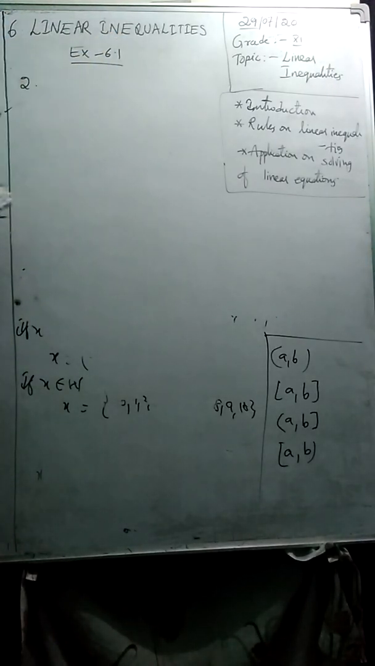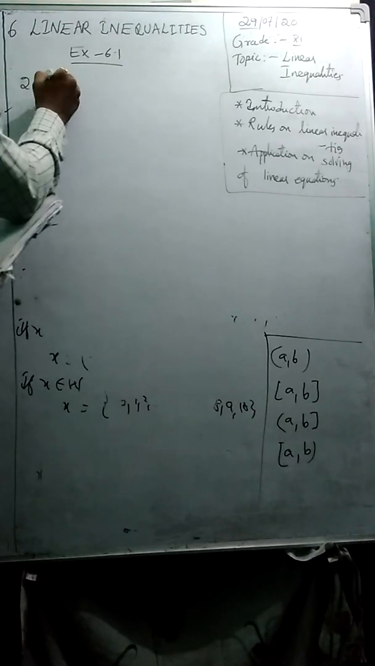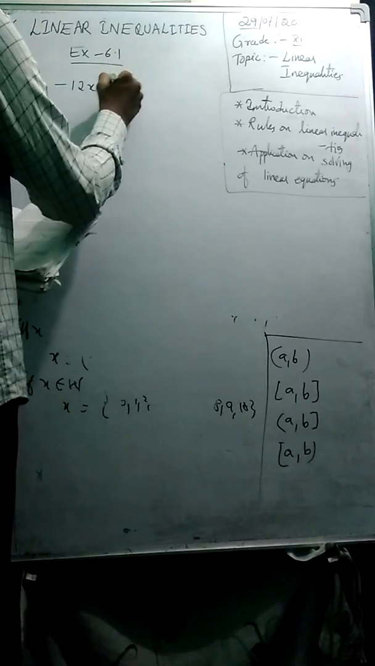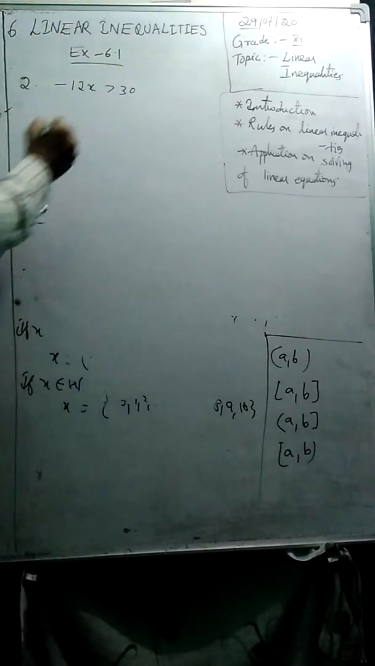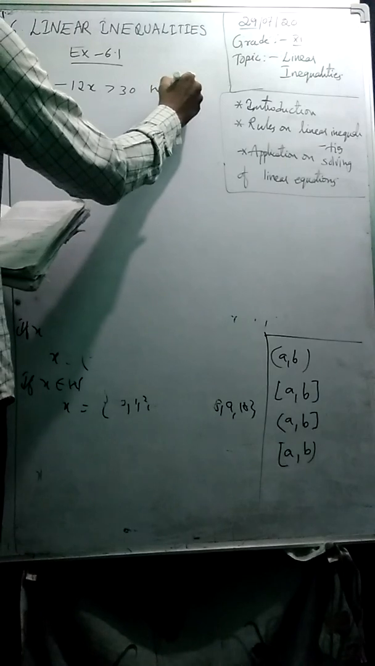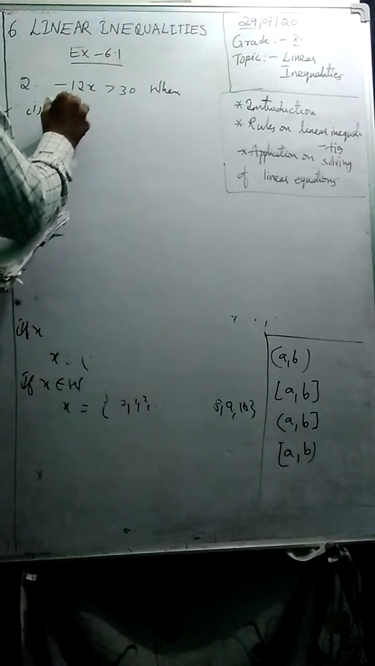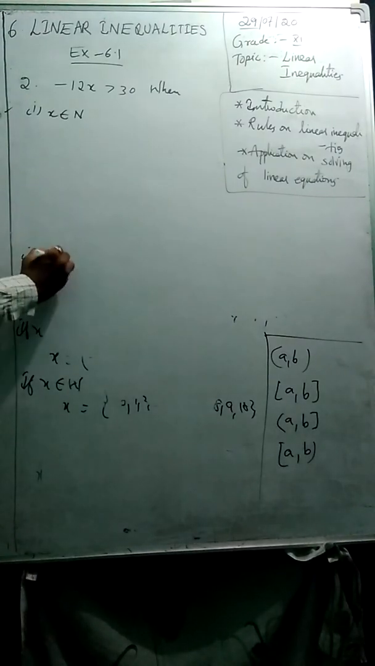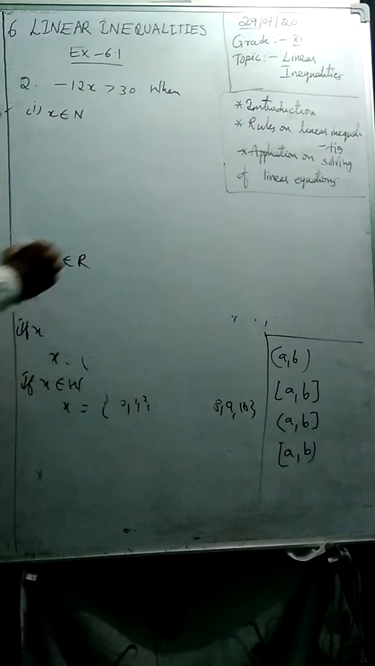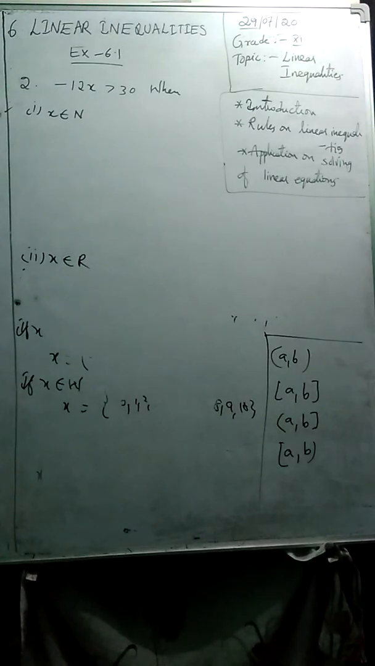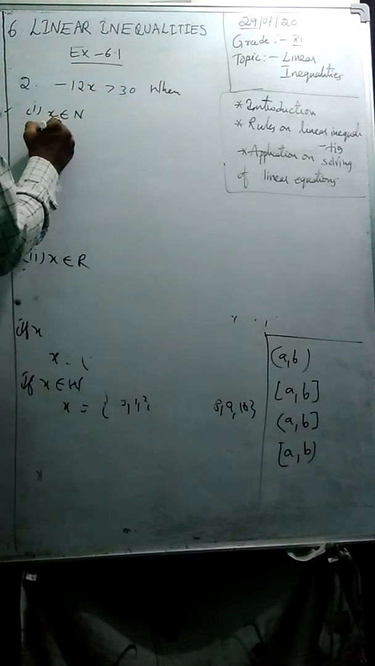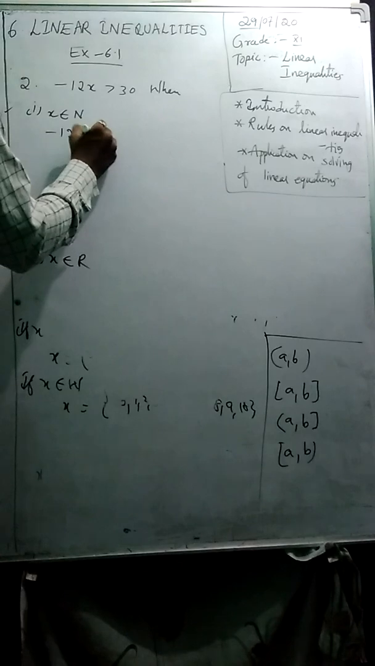Let us discuss the second problem. Here it is given, solve -12x > 30, when in the first case x belongs to natural numbers, and in the second case when x belongs to real numbers. So based on that, when real numbers are there, our answer should be in brackets. But before finding the solution, first we should solve this linear inequation.